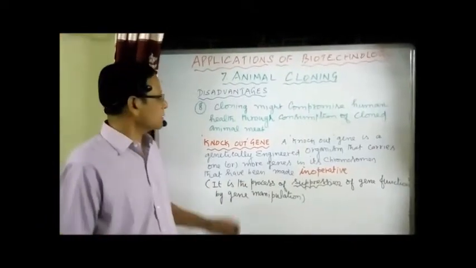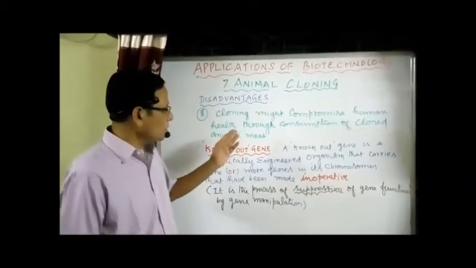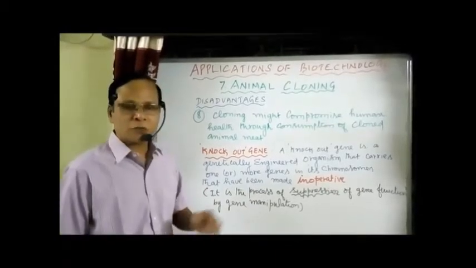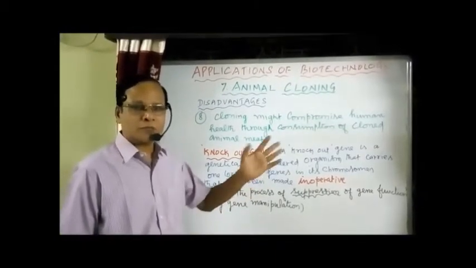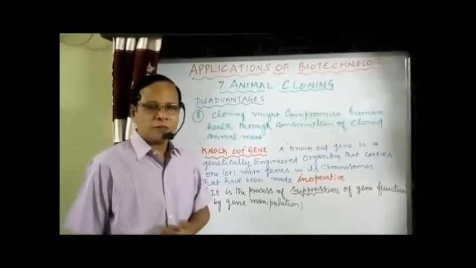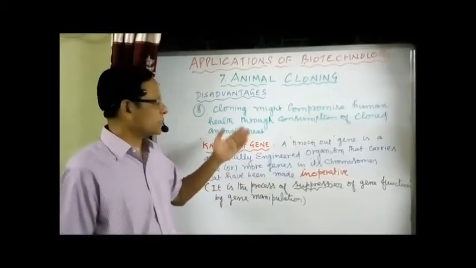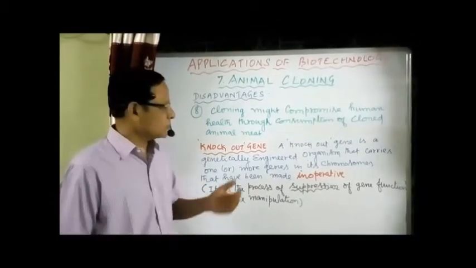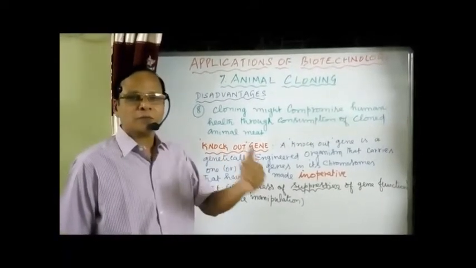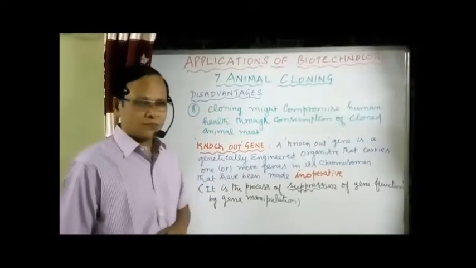The last disadvantage of cloning animals is this. Cloning might compromise human health through consumption of cloned animal meat. That means when we are consuming the cloned animal meat, it may cause some problems to health. That is the meaning of that statement. Okay. So the consumption of cloned animal meat may cause health problems in human beings. These are all the disadvantages.